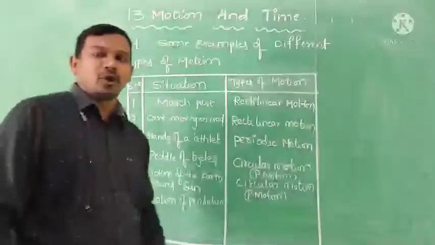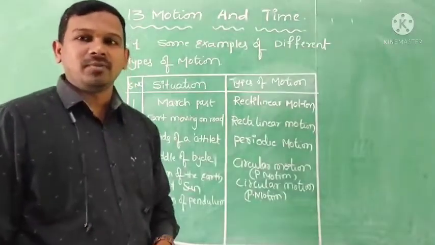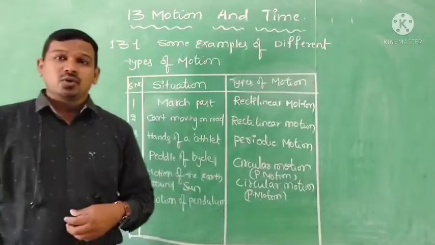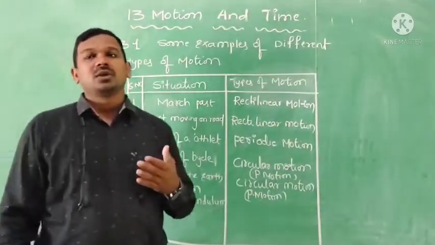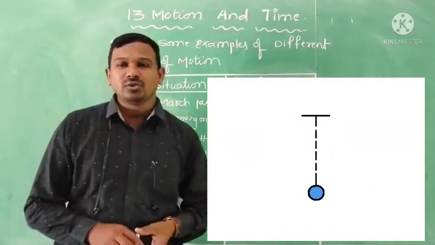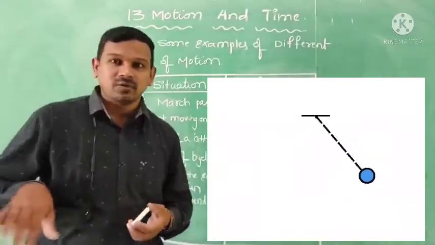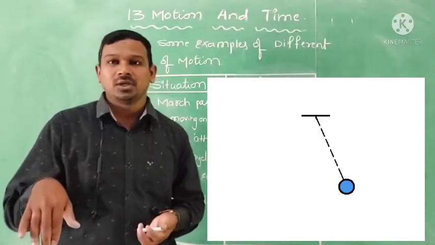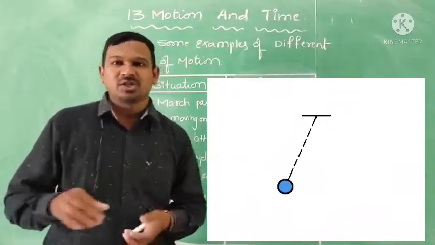Now, motion of the pendulum. Here, you can observe the clocks. In olden days, the clocks had a pendulum. The pendulum will do a to and fro motion, which means it will go in the forward direction, then it will go in the backward direction.